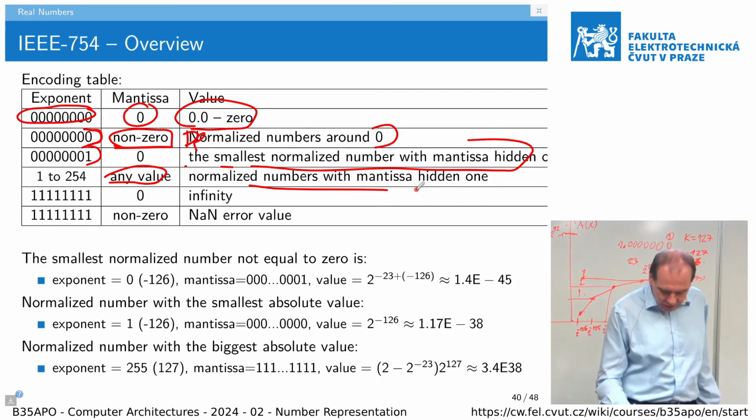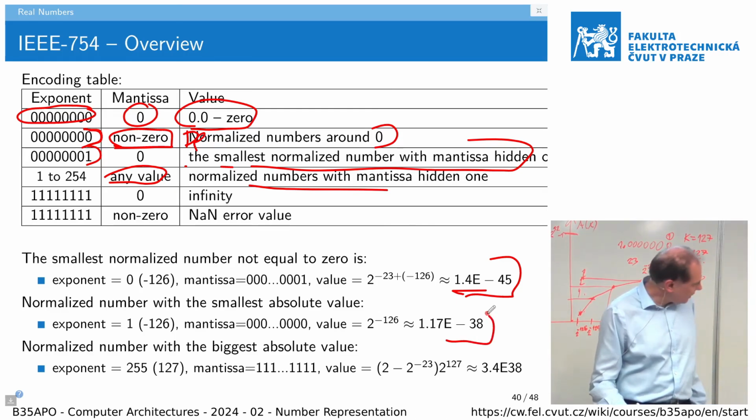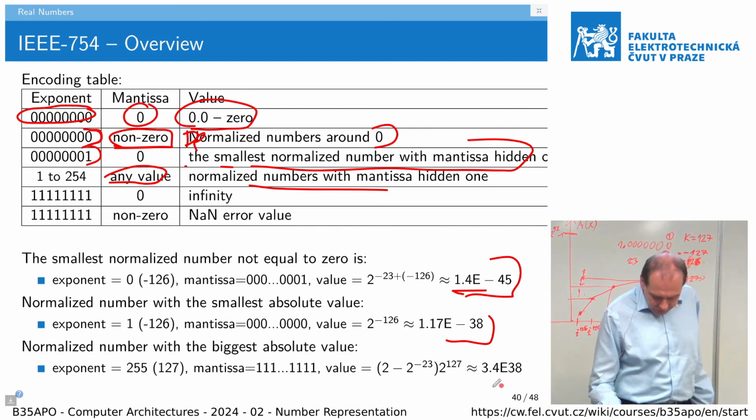And okay, there is the evaluated smallest value which can be a normalized number, the smallest normalized number, and we have there the biggest normalized number.